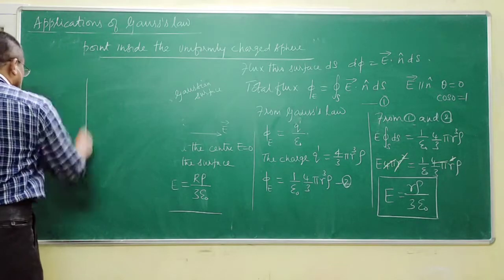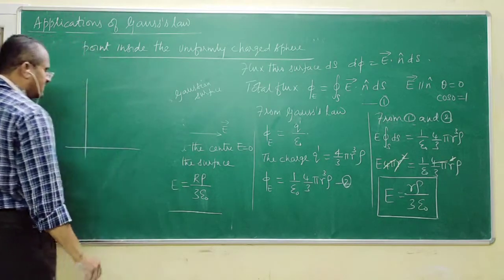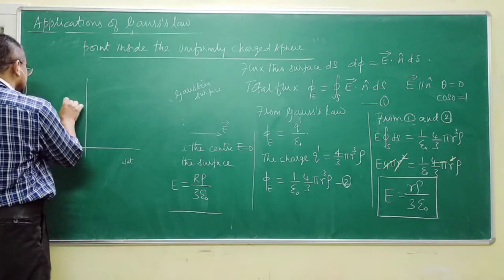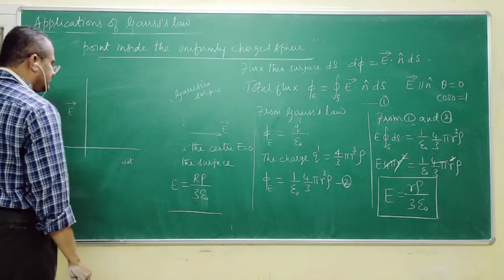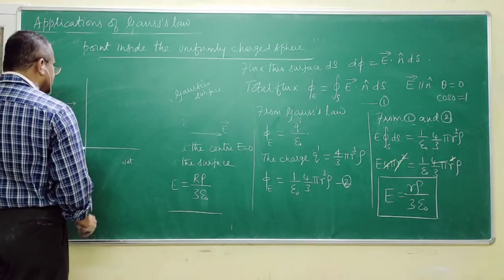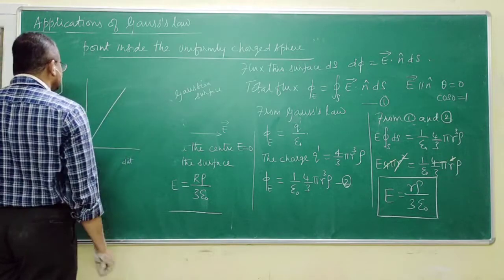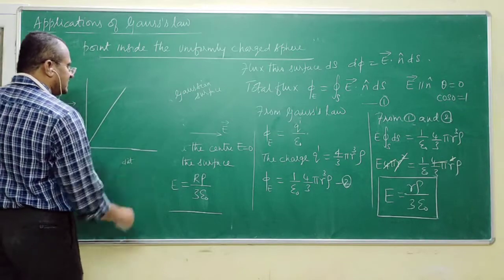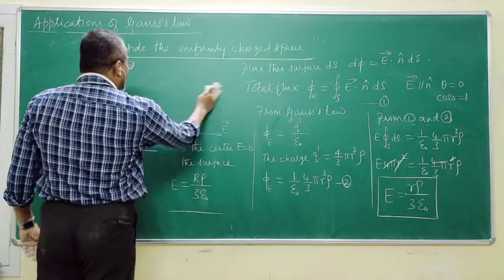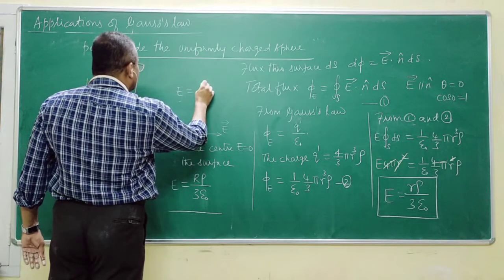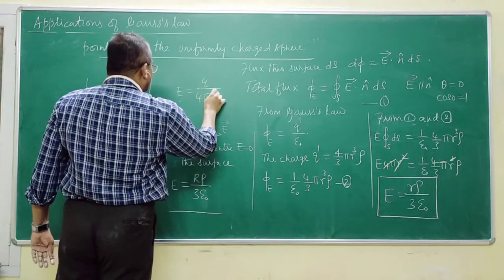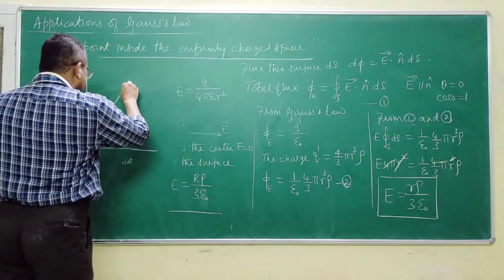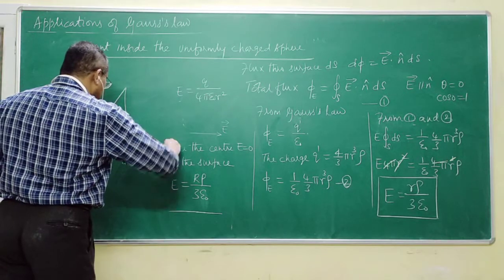Okay? If you draw a graph, taking distance along the x-axis, electric field along the y-axis, at the center electric field is 0, it reaches a maximum at the surface. Outside the surface, the field at a point outside is q by 4 pi epsilon naught r squared. It is inversely proportional to r squared, therefore it will decrease.